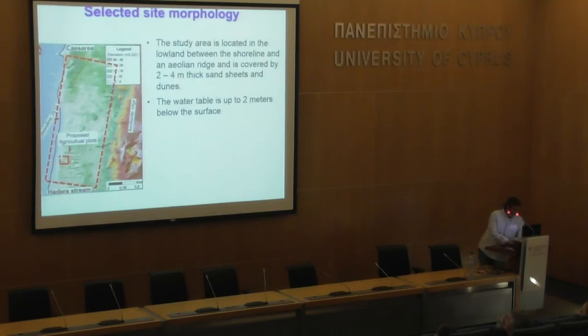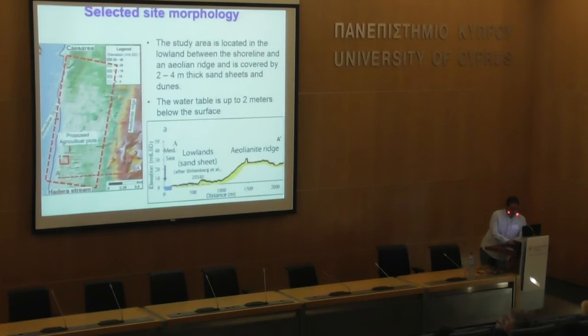The selected sites also have sand sheets, which are between 2 to 4 meters thick, and also coastal sand dunes. The water table is located between 1 to 2 meters below the present surface.